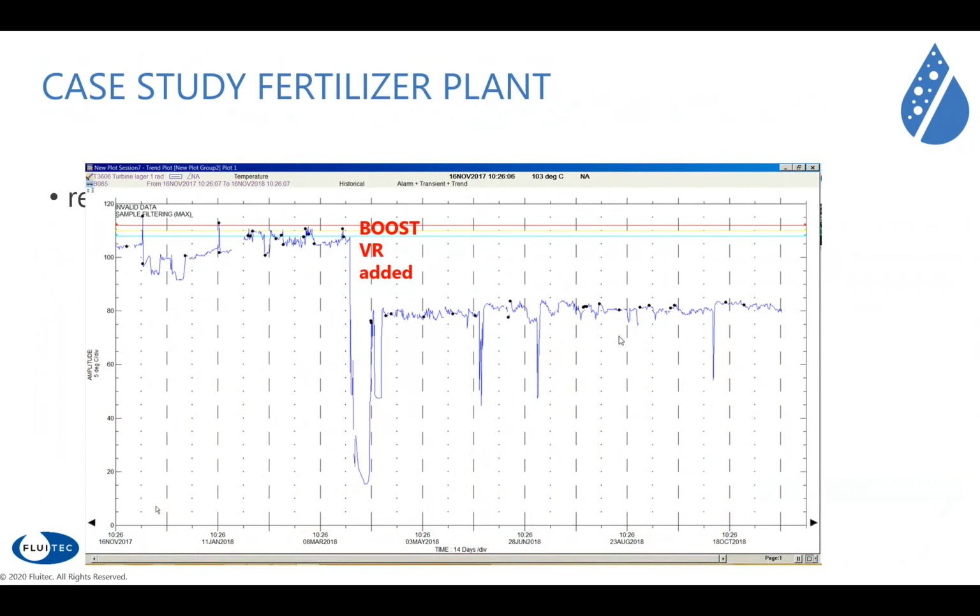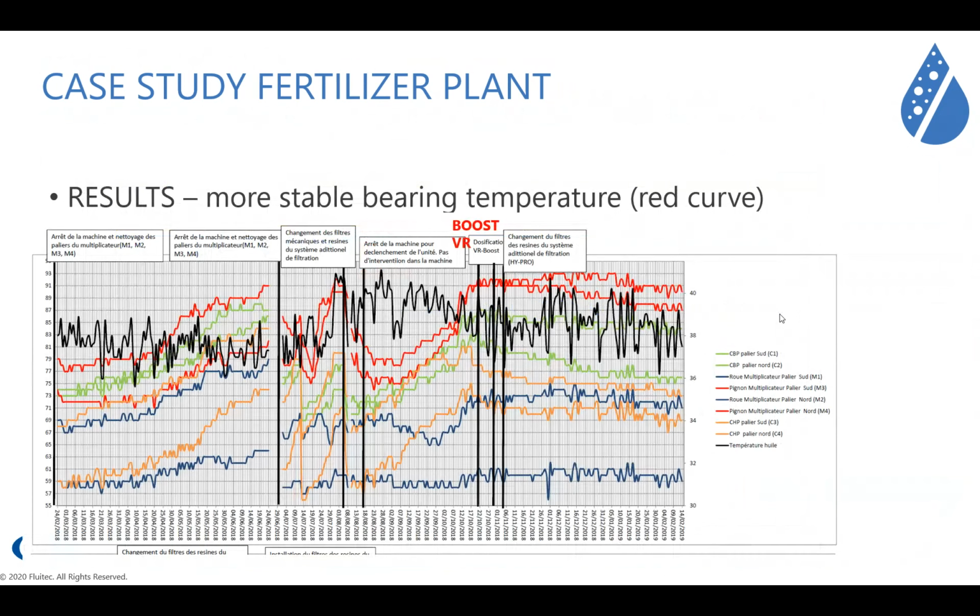We see here again this nice effect on another fertilizer plant, also high peaks of bearing temperatures, 120, and as soon as the boost or the solubility enhancer is added, you can see normal temperatures, and then after that the oil is changed. As you can see here, we stop. Another good stabilization case study.